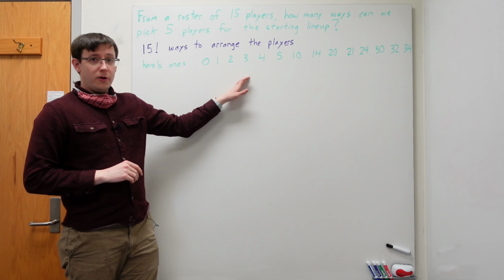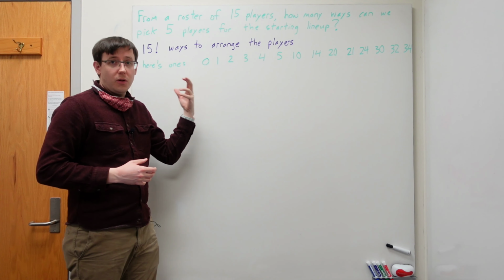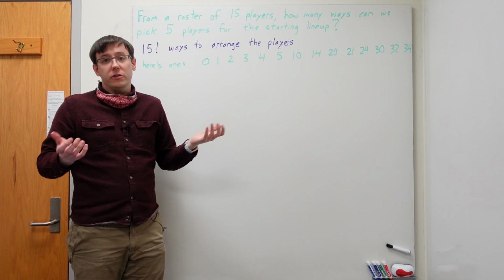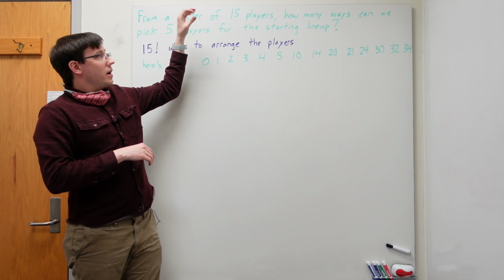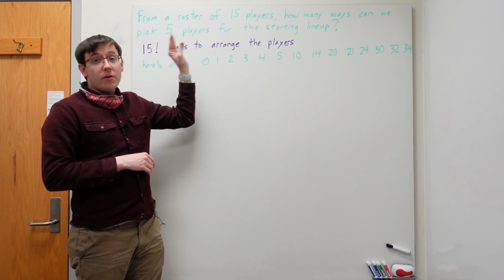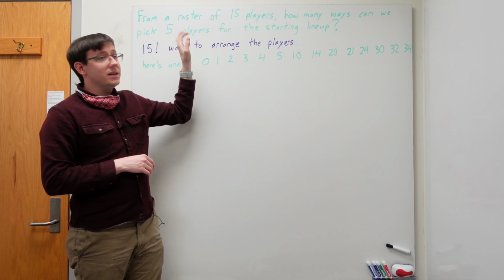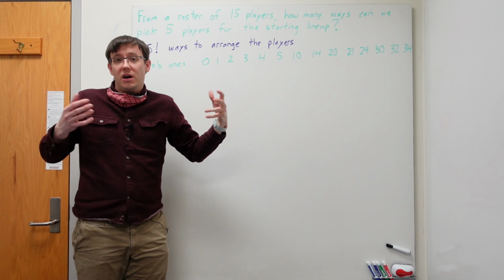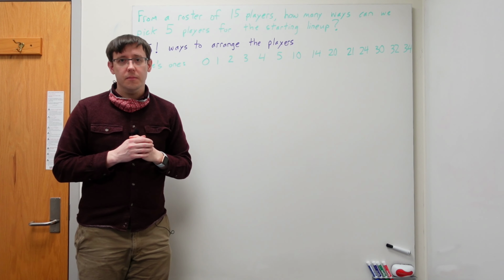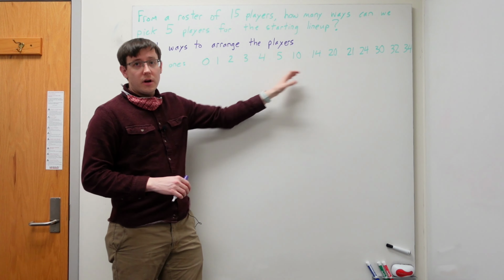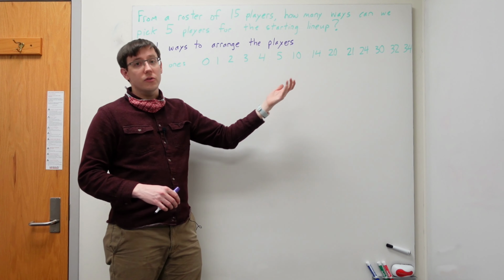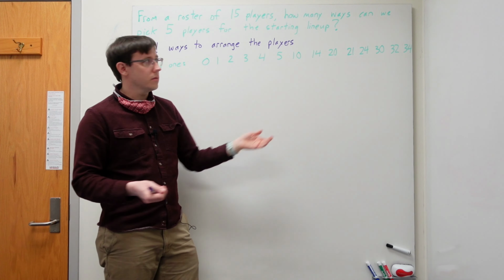Here I've represented one possible ordering of the players on a basketball team according to their jersey number, and we're asking how many different ways could we select a starting lineup of 5 players from the roster of 15 players. Well, for any given arrangement of the players, we could call the first 5 players in that arrangement the starters.